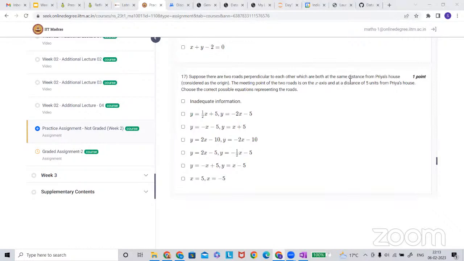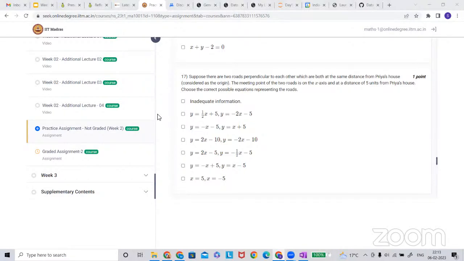What's your doubt here? In this, it's given the meeting point of two roads is on the x-axis, and it's at a distance of 5 units, which means it's on the axis, no? So the slope is going to be 0.